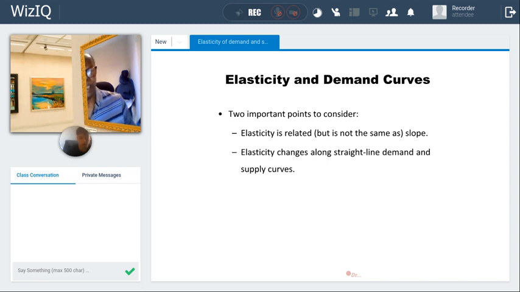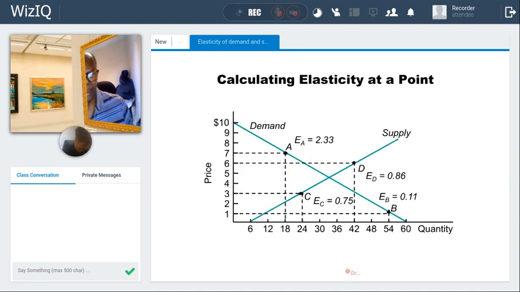All right. So elasticity of demand and demand curves. Two important points to consider. Elasticity is related, but not the same as the slope. A slope means a gradient. Now elasticity changes along the straight line demand and supply curves. So what it is saying is, as we go along, the actual elasticity of demand or elasticity of supply is going to be changing.